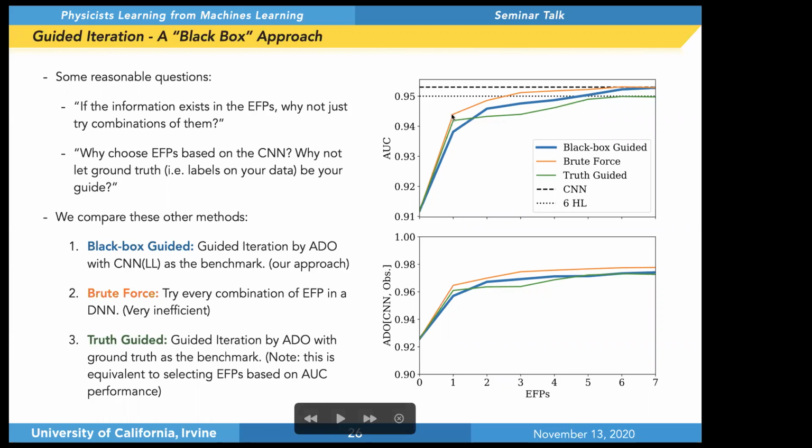So we run these other studies through the same 7 passes. And what you end up finding is that the brute force performs pretty well. In fact, it performs the best, but you kind of expect that because you're just trying every combination of EFP. And what I'll show in the next slide is this. You can do this, it's just extremely inefficient. If you wanted to expand your pool of EFPs to include more interesting results, or if you didn't get the results you were hoping for in the first batch, it's overly complex to try every EFP. And in terms of the truth guided version, where we just use truth labels, what we find is that you just can't reproduce the performance. You are unable to reach the low-level jet image version's performance.